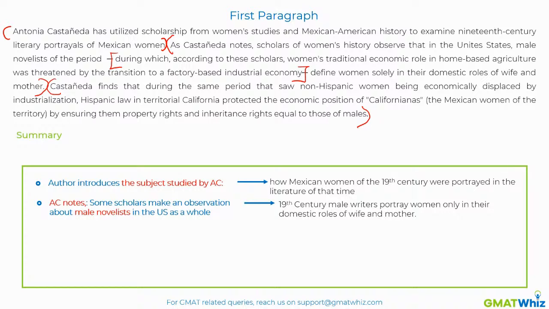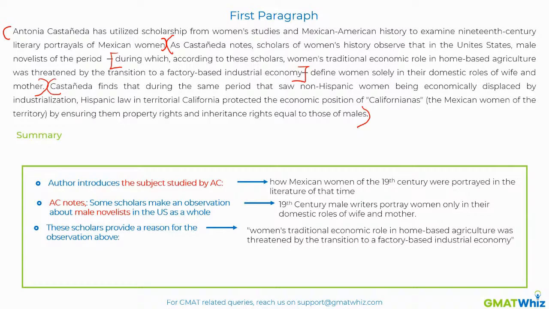And a possible reason given is, at that time, there was a change in the agriculture based economy. The economy moved to a factory based economy, and that threatened women's traditional economic role. Okay, so the reason why women were only portrayed in the domestic roles of wife and mother could be that there was a shift in the kind of economy we saw at that point of time. Women's economic role took a beating.